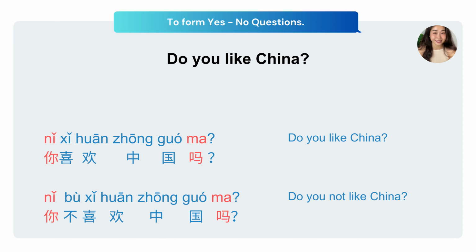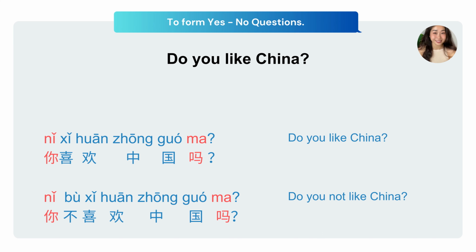Okay, here we go. The first sentence, 你喜欢中国吗? This is the exact translation of "Do you like China?" And we can also ask, "Do you not like China?" Then in Chinese, it would be 你不喜欢中国吗?